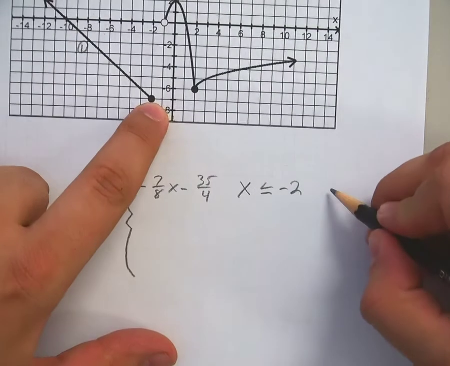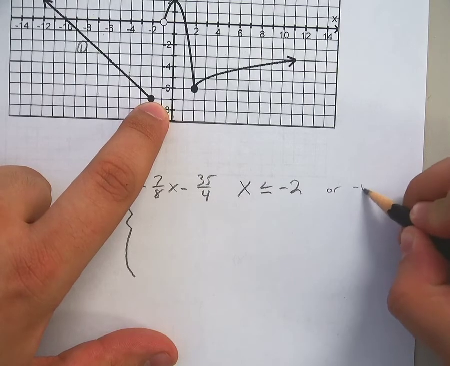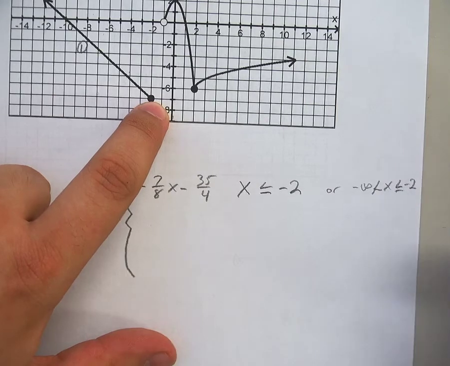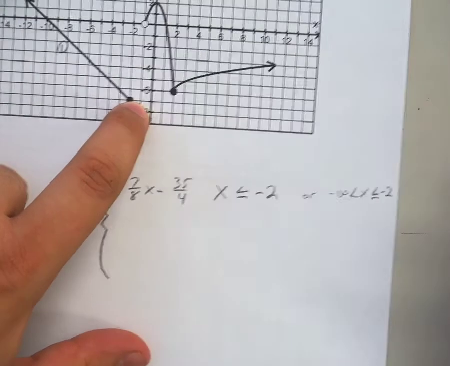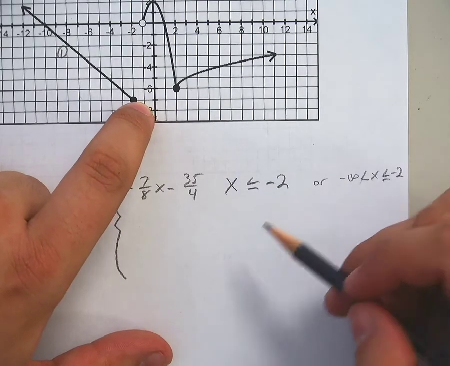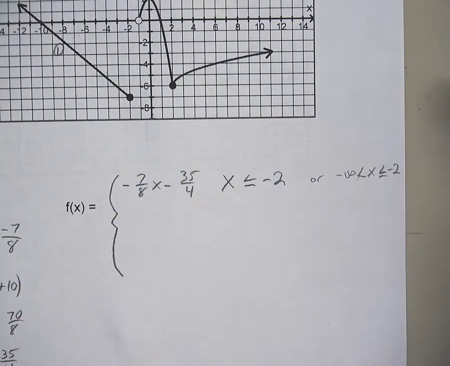Now remember that this is the same thing as saying negative infinity to negative 2. Remember that those are saying the same thing, but this is just a shorter way to write it. Okay?